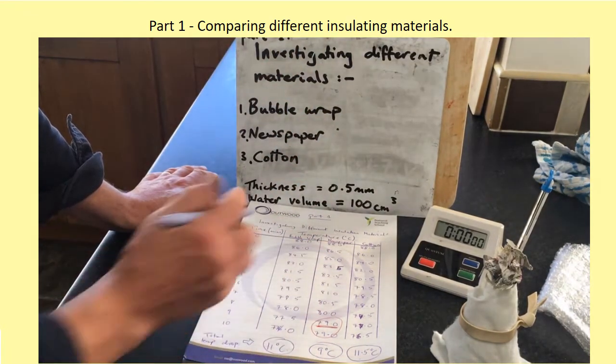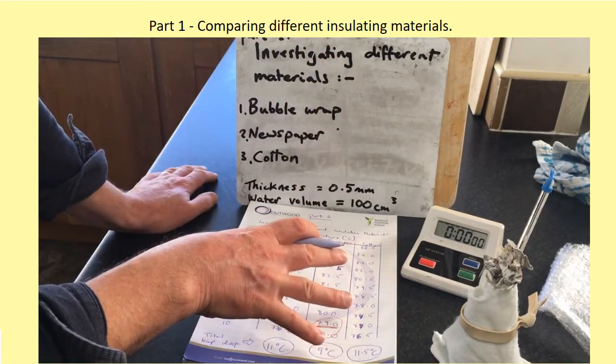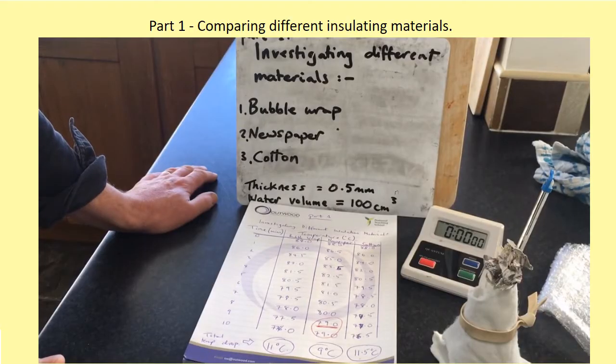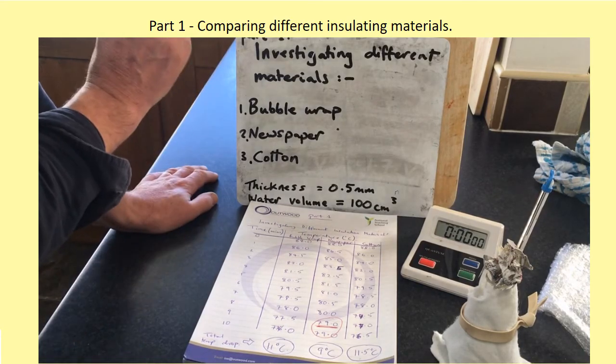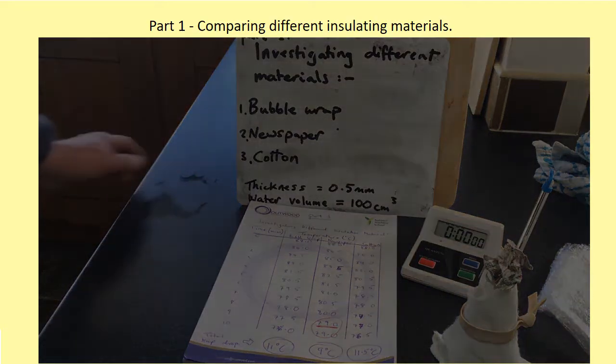That's part one done, where we've investigated the different materials. I'll get these results on a table and we'll do a cooling curve graph, and we'll look at how a graph might give us a little bit more information than we've got there already. Then we'll come back and look at part two, which will be changing the thickness of one insulating material and see how the thickness affects its insulating properties.